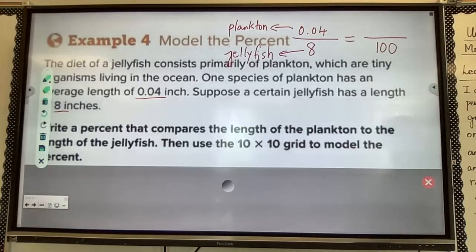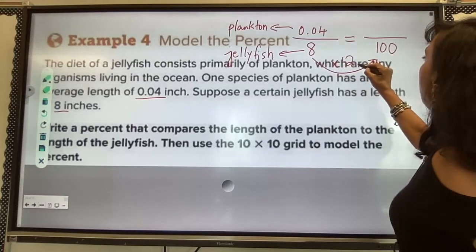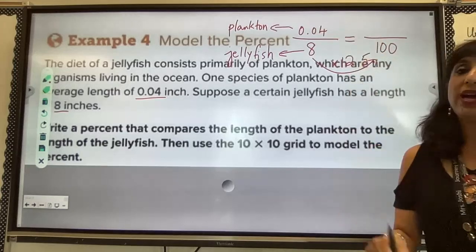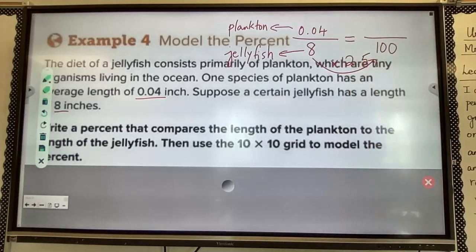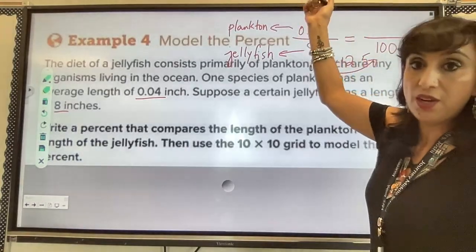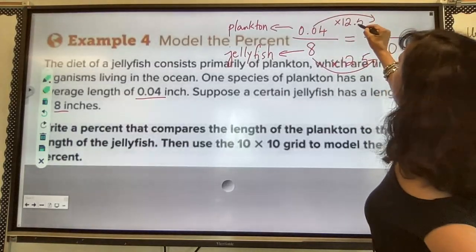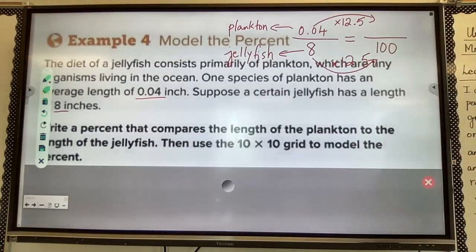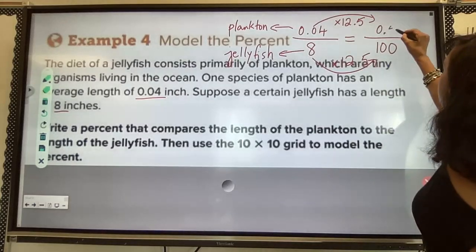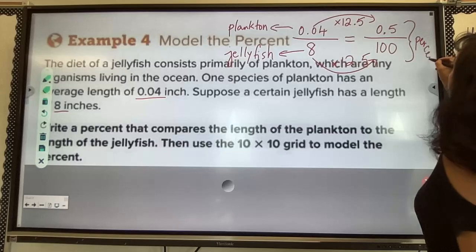I know that I can do 100 divided by 8, or I can multiply by 12 and 5/10. If I divided 100 by 8, I would get 12 and 5/10. So if I had done division in this direction, I would have to do multiplication in the opposite direction. In this case, I chose to multiply by 12 and 5/10, and whatever I do to the denominator, I do the same thing to the numerator, and I get 5/10, and this is my percent over here.